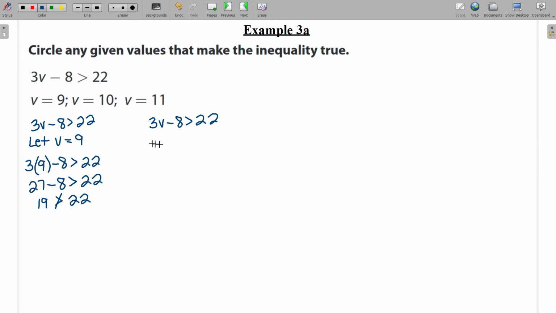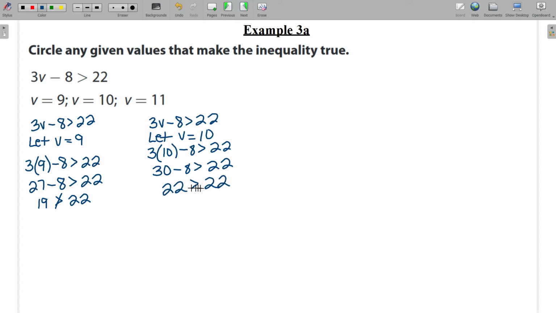I'm going to rewrite my inequality just as it is. Then I'm going to say let v equal 10. So I'm going to replace this v in my inequality with a parentheses 10, and I'm going to solve each side of my inequality independently of the other one. So I'm going to say 3 times 10 minus 8 greater than 22. Now when I take 3 times 10, that's going to give me 30 minus 8 greater than 22. Now when I take 30 minus 8, that is going to give me 22. I still have this greater than sign and 22.